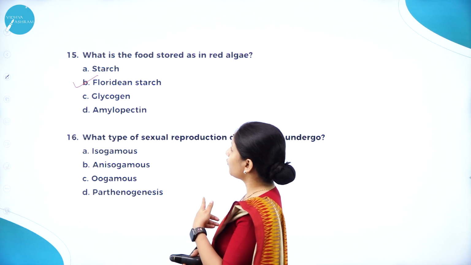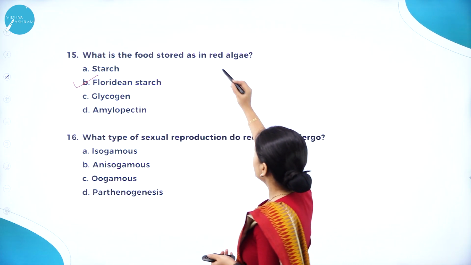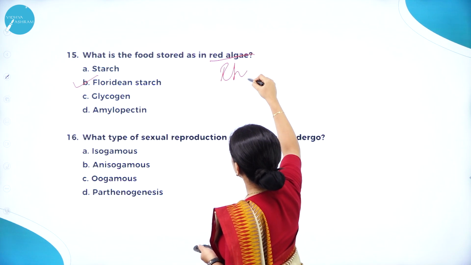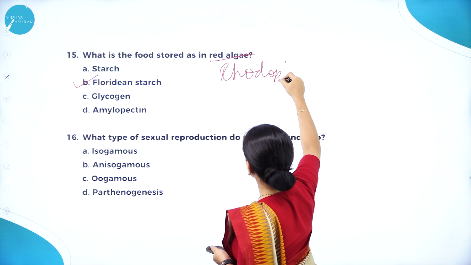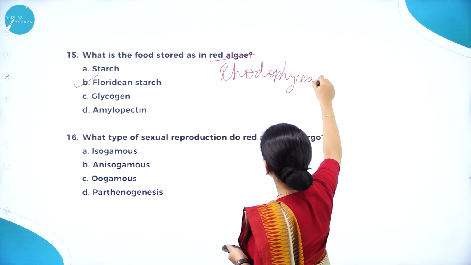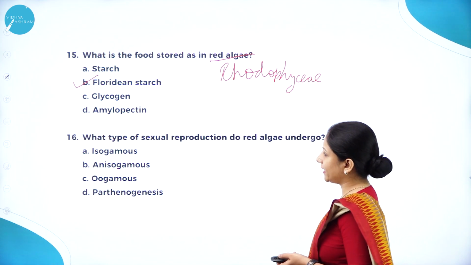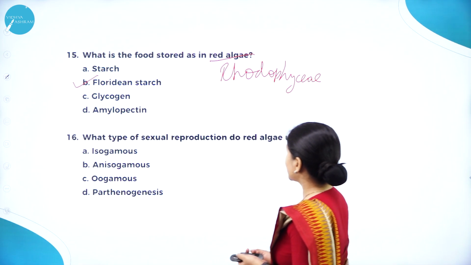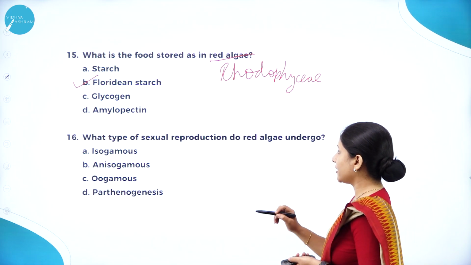But what is the question here? What is the food stored as in red algae? They can also ask us what is the food stored as in Rhodophyceae, because red algae also known as Rhodophyceae. It is Floridean starch. Next, what type of sexual reproduction do red algae undergo? Which one?